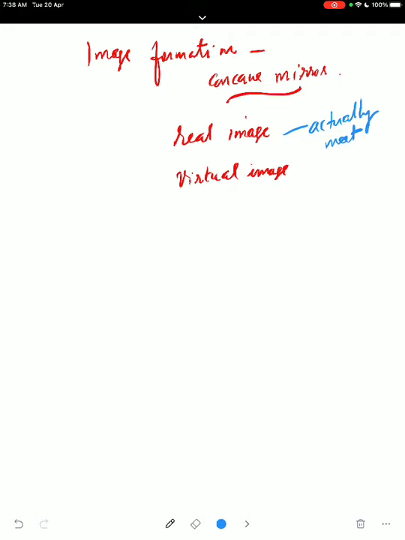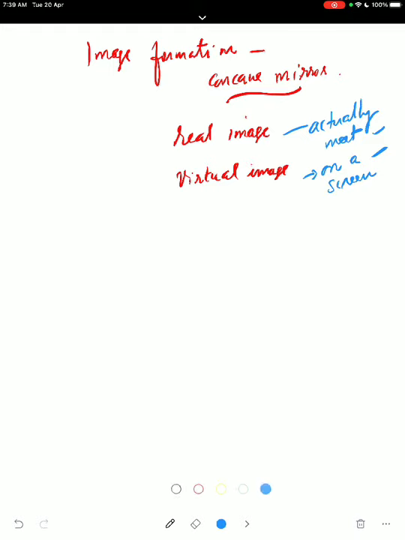Real image can be taken on a screen. If you have a screen there, we can take it on a screen. So these are the specialities of a real image. Real image formation is when the rays after reflection actually meet at a point, and we can take this real image on a screen. We can perform this experiment in the lab.